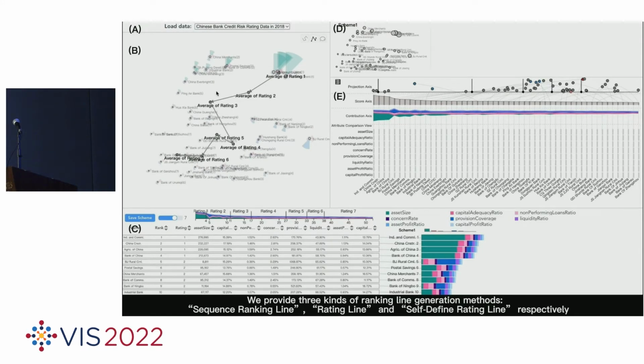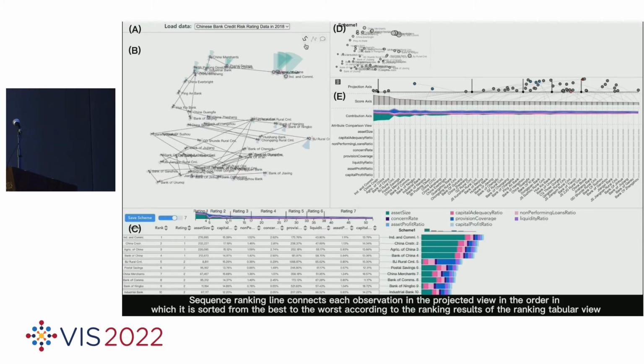We provide three kinds of ranking line generation methods: sequence ranking line, rating line, and self-defined rating line respectively. Sequence ranking line connects each observation in the projected view in the order in which it is sorted, from the best to the worst, according to the ranking results of the ranking tabular view.